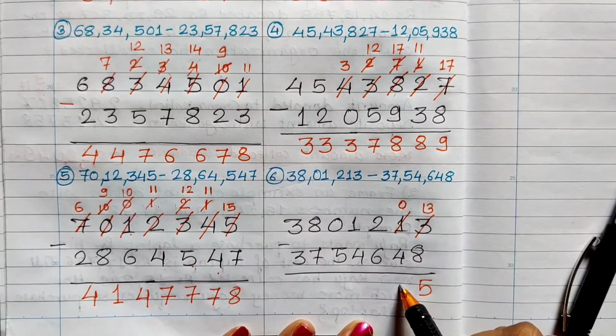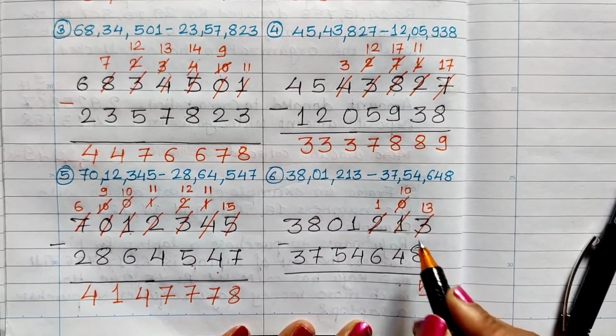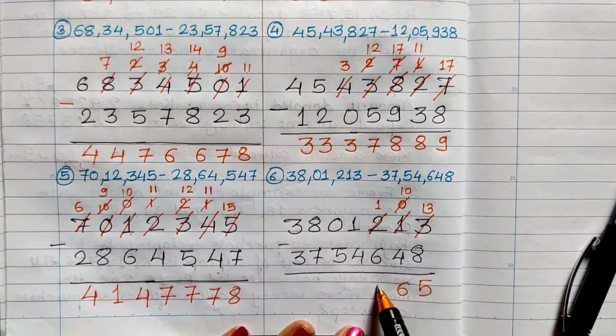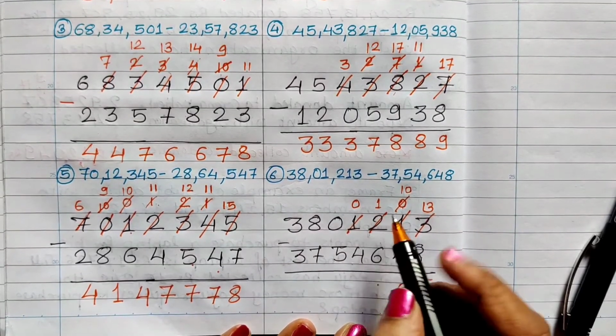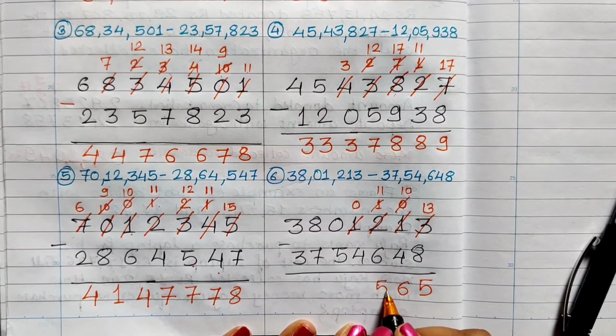0 minus 4 cannot be done. We have to borrow 1 from this 2. This 0 becomes 10. 10 minus 4 is 6. 1 minus 6 cannot be done. We have to borrow 1 from this 1. It becomes 0. And 1 becomes 11. 11 minus 6 is 5.